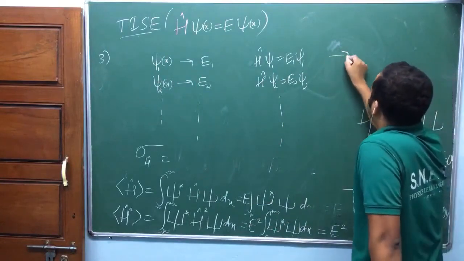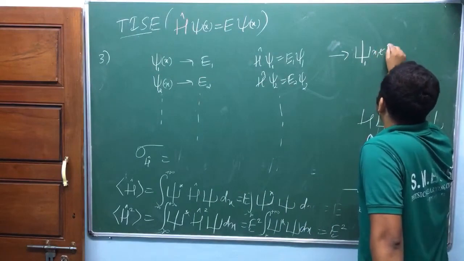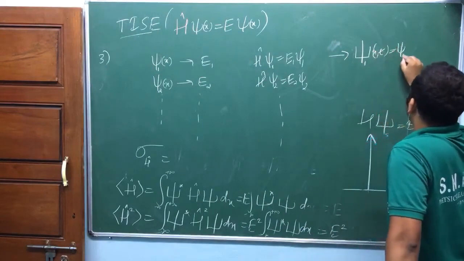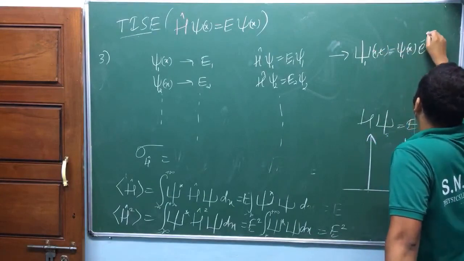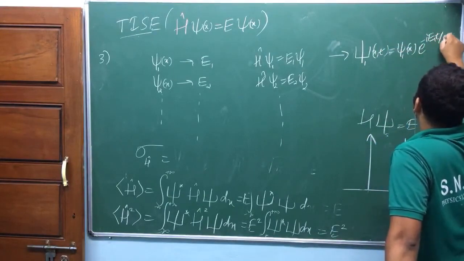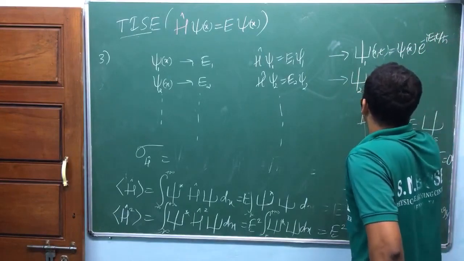Now look at it. Corresponding to this one, I call this psi1 of x comma t. That's equal to psi1 of x into e power minus i E1 t by h bar. Corresponding to this one, I call it psi2 of x comma t.